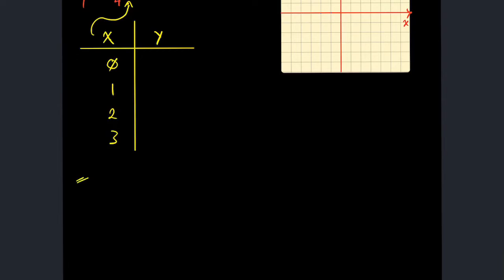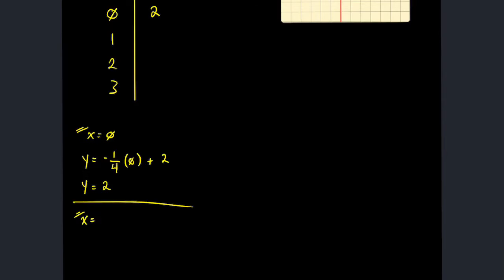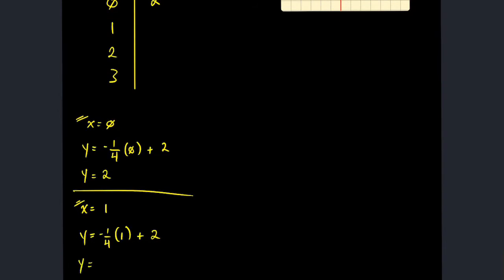So let's say that x equals 0. Okay, so let's do that one first. We're going to have y equals negative 1/4 times 0 plus 2. Well, that's going to equal negative anything times 0, which is 0, so we're just left with 2. Okay, let's do x equals 1. So that's y equals -1/4 times 1 plus 2. -1/4 times 1, well, that's just -1/4, right? Plus 2.